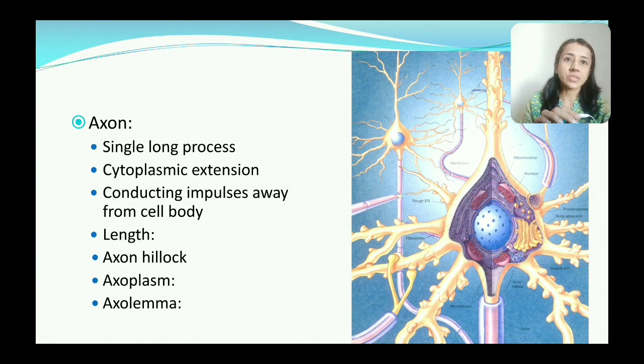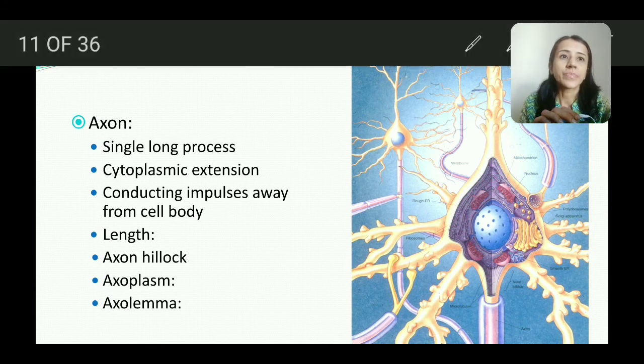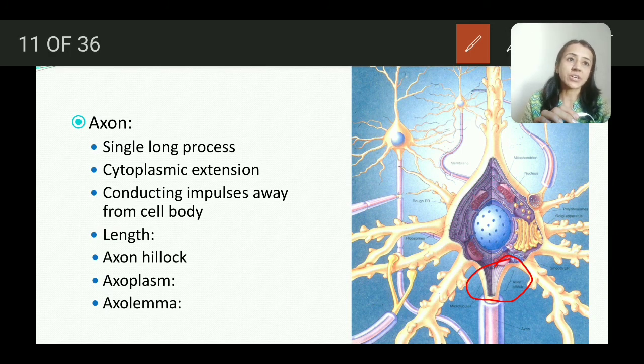Now, the axon, which is a single process, a cytoplasmic extension, and its function is conduction of impulses away from the cell body. The length varies from a few microns to 90 centimeters or maximum 1 meter. Now, what is the axon hillock? You can see in the diagram here. This one is the axon hillock. It is the part from which the axon starts. It is the conical extension of the cell body from which the axon starts.